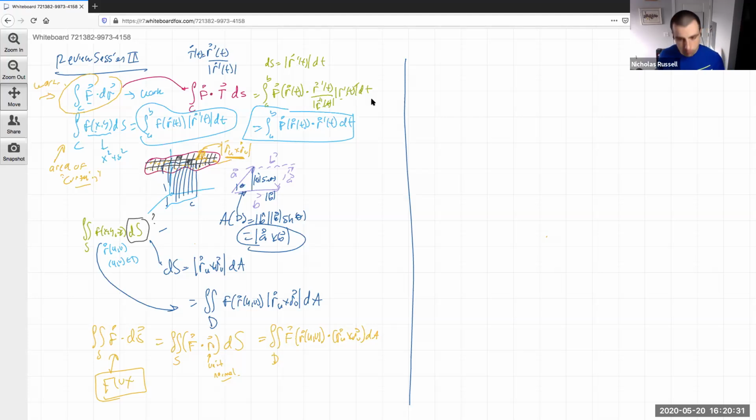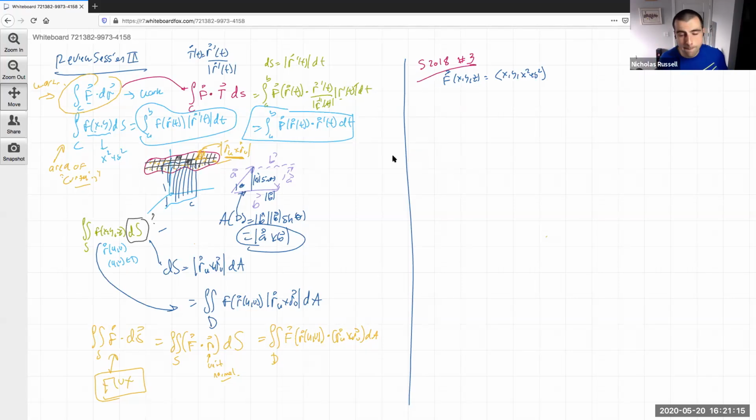That's that. Okay, so with that in mind, I am going to go into spring 2018 number 3 here, which I'm assuming is about the curl and the divergence one. I think that's what some people are asking about. So, spring 2018 number 3. This is the vector field F(x, y, z), which is equal to the vector field (x, y, x squared plus y squared).